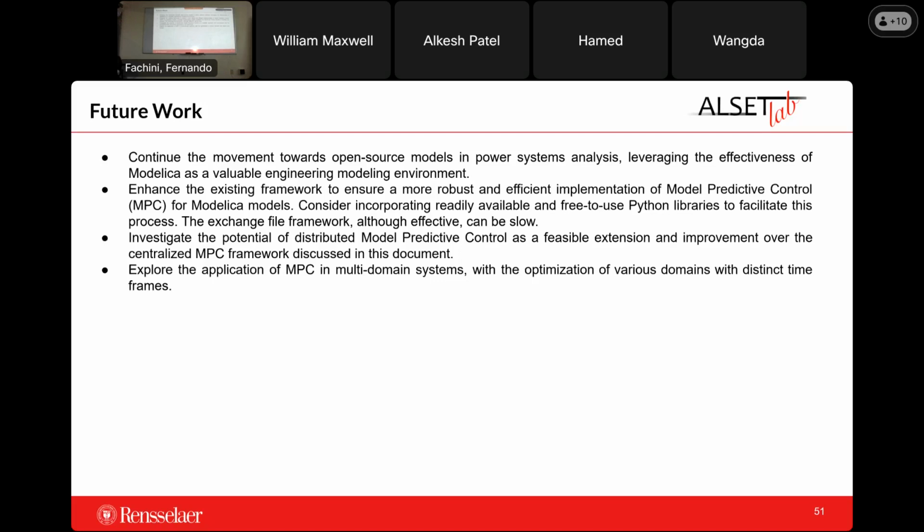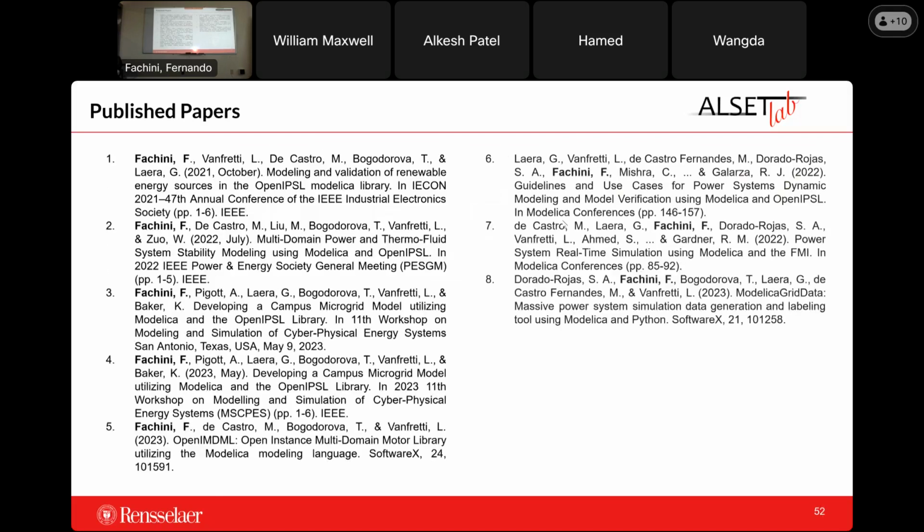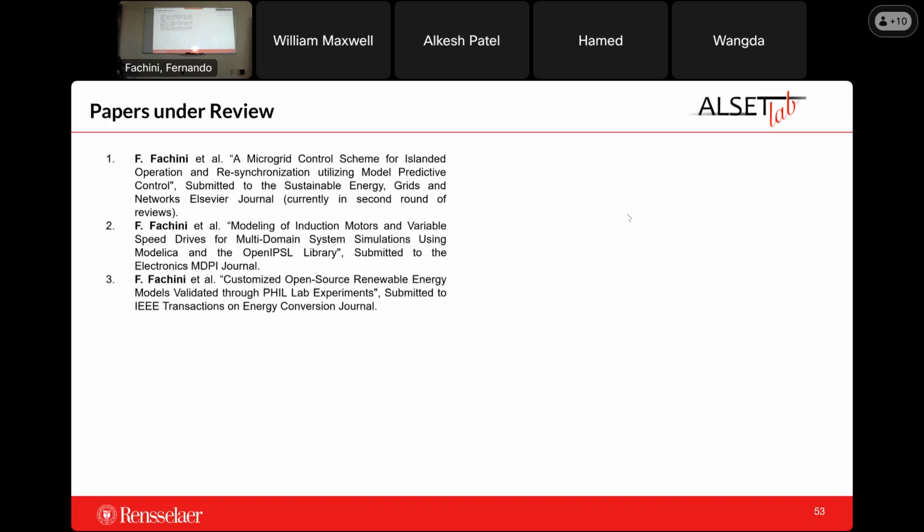Another feature would be to investigate the potential of distributed model predictive control as a feasible extension and improvement over the centralized MPC framework discussed in this document. And lastly, explore the application of MPC in setups with multi-domain systems, the coupling between the thermal and the electrical side, with the optimization of various domains with distinct time frames. And with that, these are my published papers. And this is a list of the papers that are currently under review.